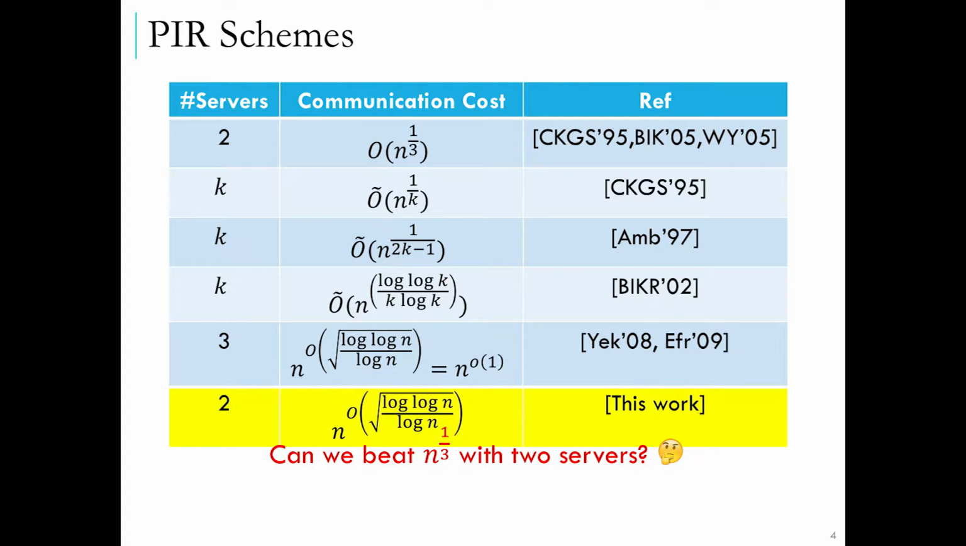And it was open. Okay, there are some things which broke. So it was open whether we can beat the cube root of n with just 2 servers. And we solved this question in this work, where we showed that, in fact, you can match the bound of Yekhanin and Efremenko with just 2 servers. You get exactly the same communication cost. The constants might differ. So that's the main result.